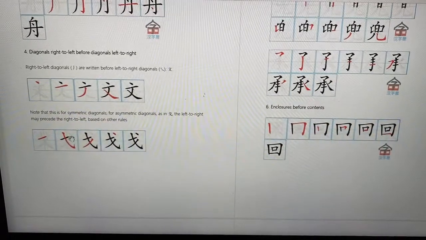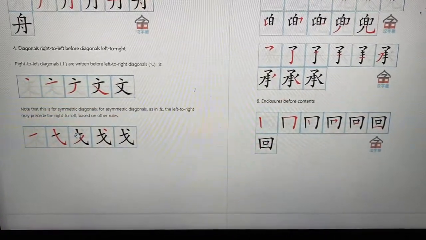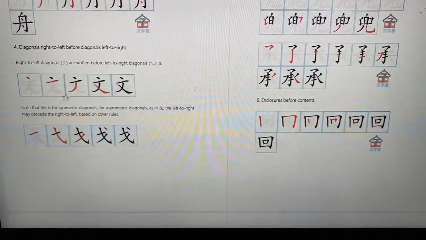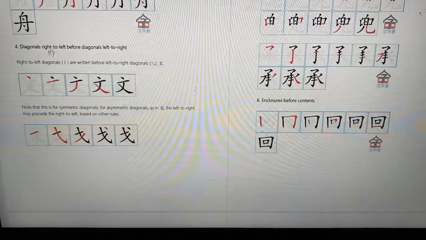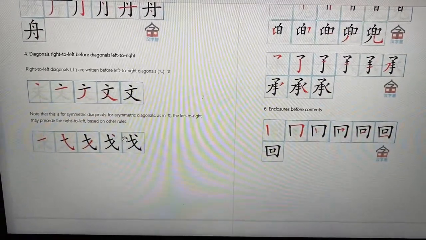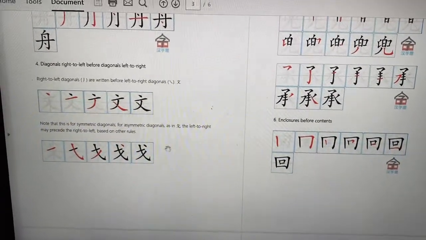We write this part first, and then this, and then this. You may think it's kind of contradicting this rule. Yes, that's right. But later you will know why, because I will explain the reason for this exception.